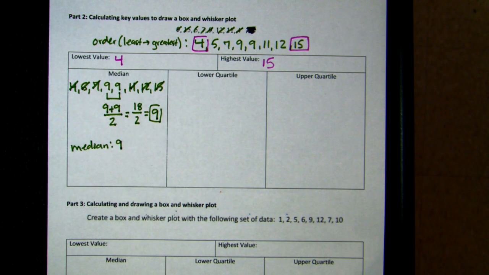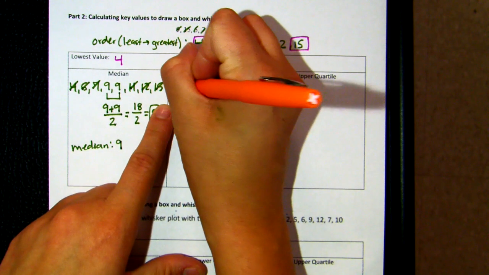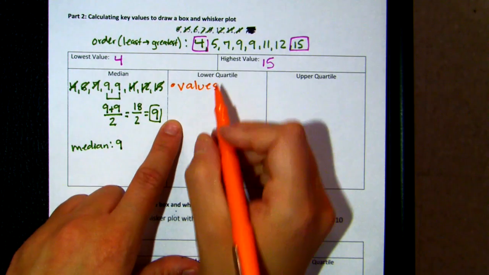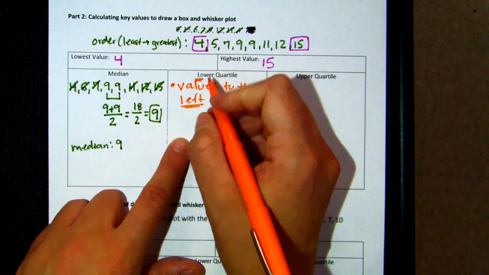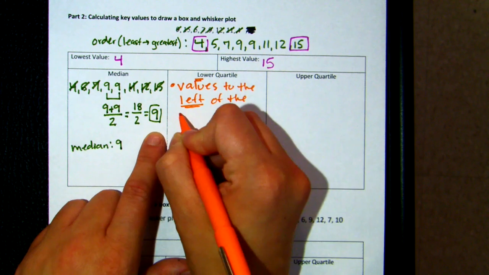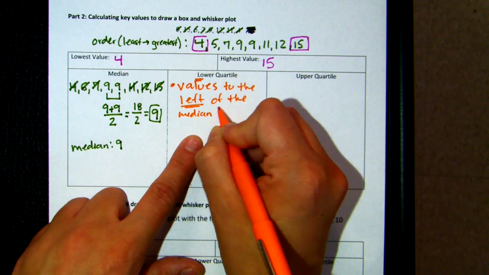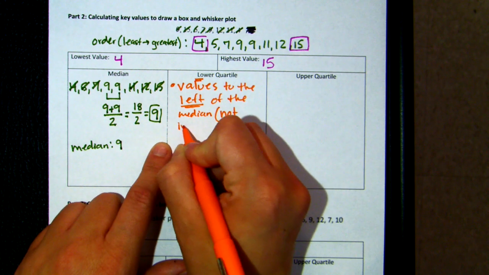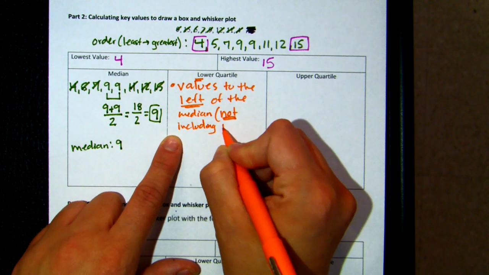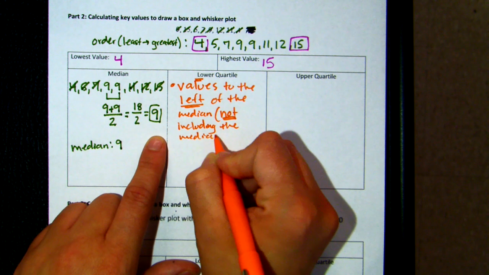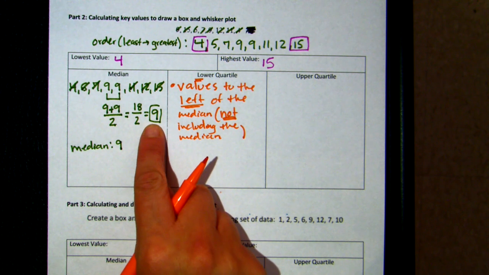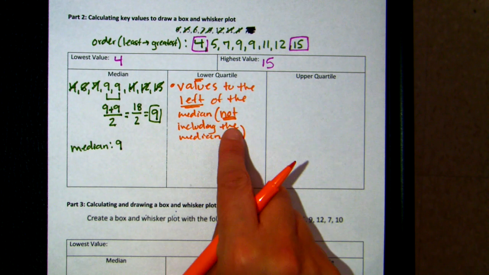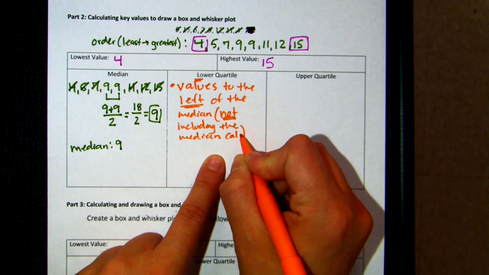Okay? The 2 trickiest parts are the lower quartile and the upper quartile. Now, reminder that the lower quartile are values to the left, because it is our lower, of the median, but not including the median. Okay, not including the median. Okay, so in this case, the median is 9 that we calculated. So it's not including the median calculated. Let's be really specific there.